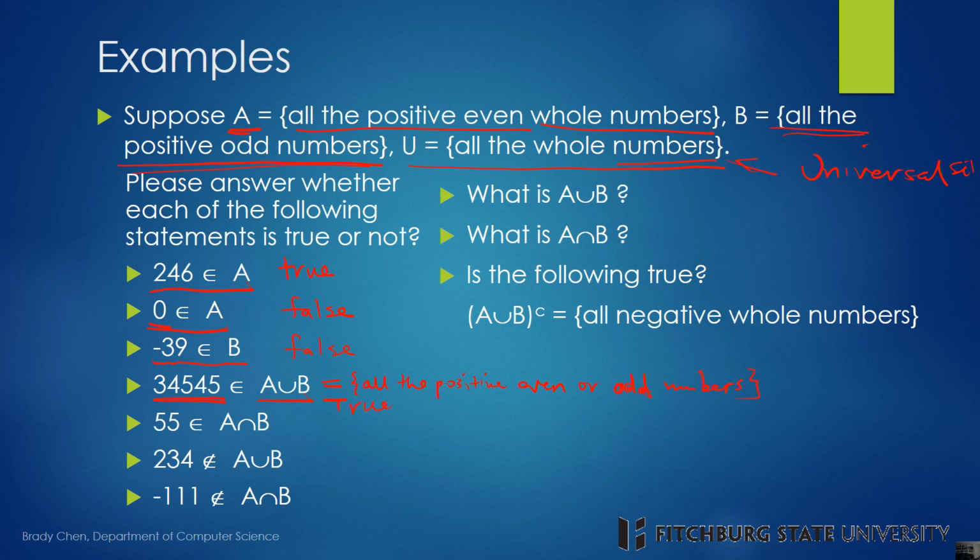Now, this one, 55. Does 55 belong to A intersection B? First we need to figure out what the intersection of A and B is. A is all the positive even whole numbers. B is all the positive odd numbers. Can you find a number that is both even and odd and positive? The answer is no, right? So A intersection B is an empty set. So of course 55 does not belong to an empty set. False.